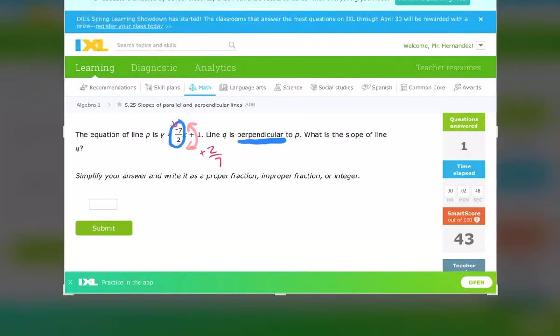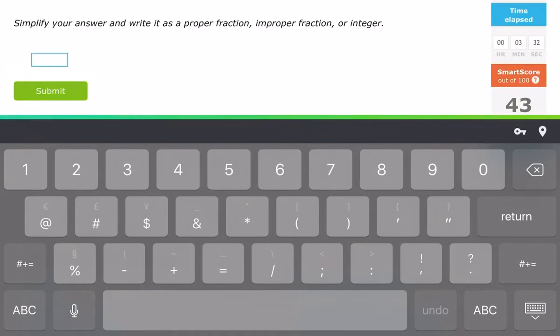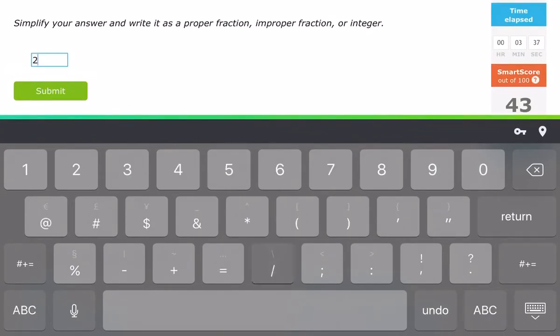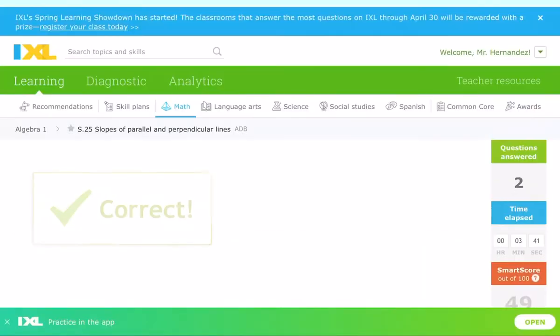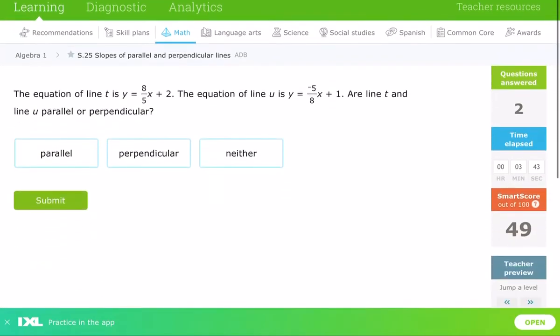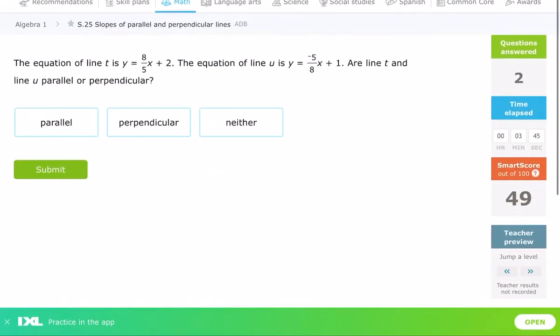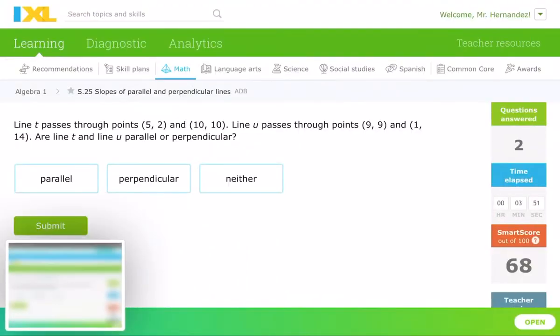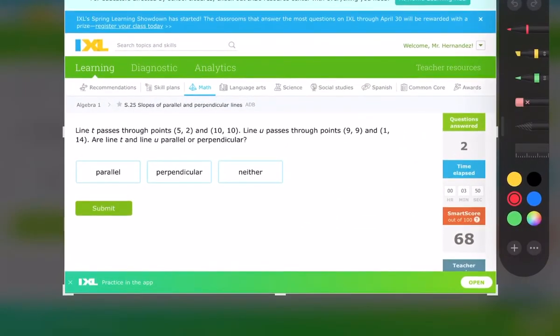So let's put that in. So 2, and then to get the fraction, we're going to want to use that slash symbol right there, and 7. Okay, cool. So let's skip ahead one more level. Okay. So this is a little bit more challenging. To get to a 70, you need to pass this level. Okay, so let's look at this.